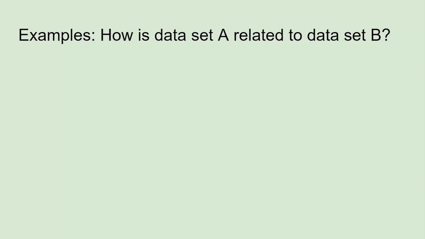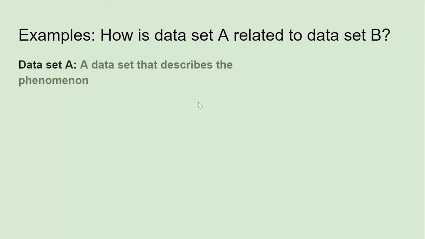Another example of a type of question that you can ask is, how is dataset A related to dataset B? When we talk about dataset A, we're usually talking about a dataset that describes the phenomenon that we're interested in. For phytoplankton, this means looking at chlorophyll concentration data for dataset A.